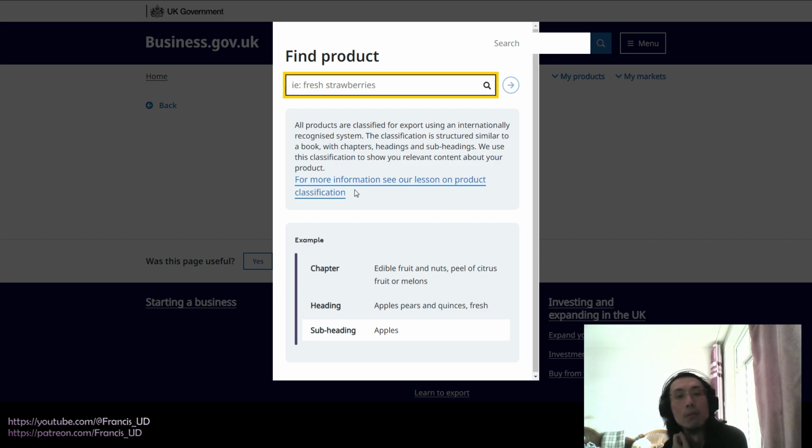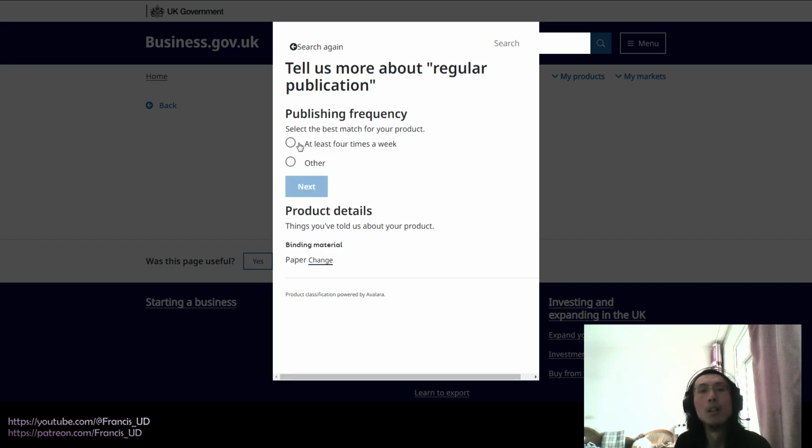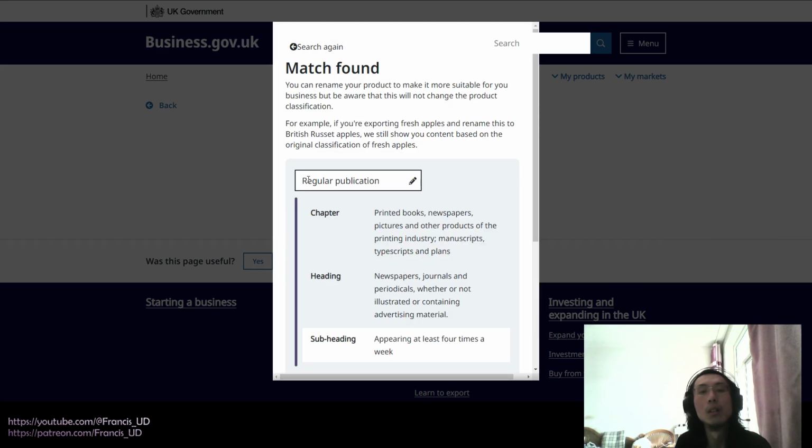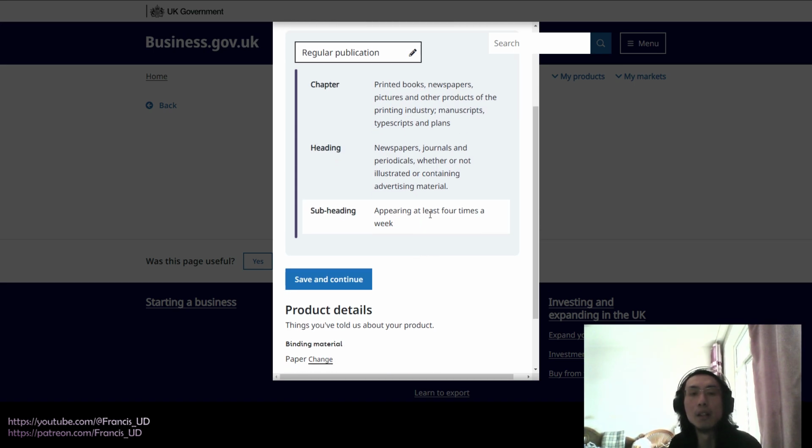Choose a product. Let's see. For example, let's see publications. At least 4 times a week. Other paper. Printed books, newspapers, pictures, and other products of the printing industry, manuscripts, typescripts, and plans. Heading, newspapers, journals, and periodicals, whether or not illustrated or containing advertising material, appearing at least 4 times a week.